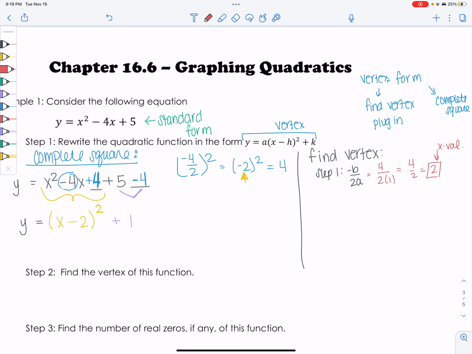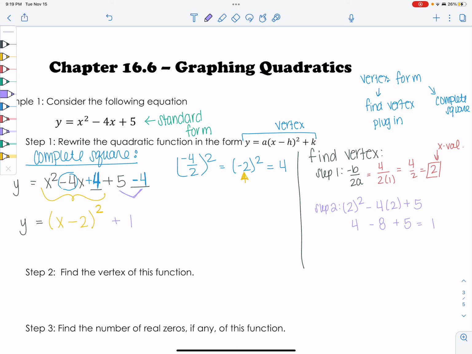And then step 2, plug the 2 into the actual equation. 2 squared minus 4 times x, but x is 2, plus 5 is going to be 4 minus 8 plus 5, which is going to give me 1. Okay, and you could put that whole thing in your calculator. Now, that is not the answer. The question said rewrite it in the vertex form.